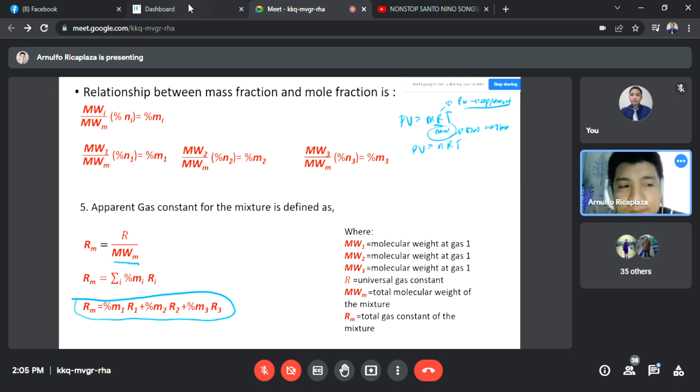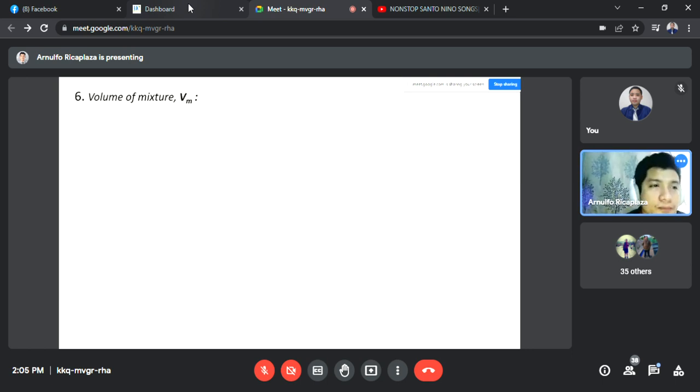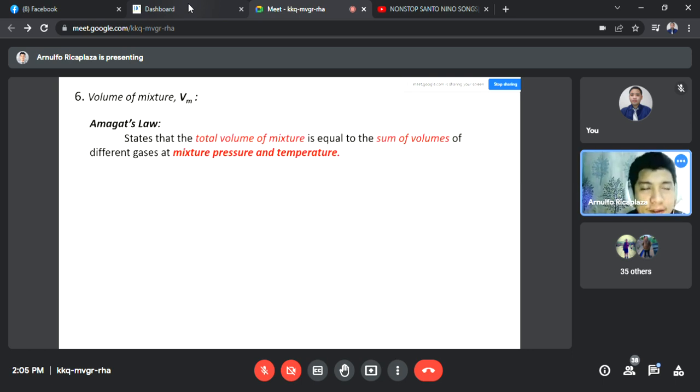Okay, so number 6, we have the volume of the mixture, so that we have Amagat's law. Amagat's law states that the total volume of the mixture is equal to the sum of the volumes of the different gases at the mixture pressure and temperature. So it is the summation of any gas: V1 plus V2 plus V3.